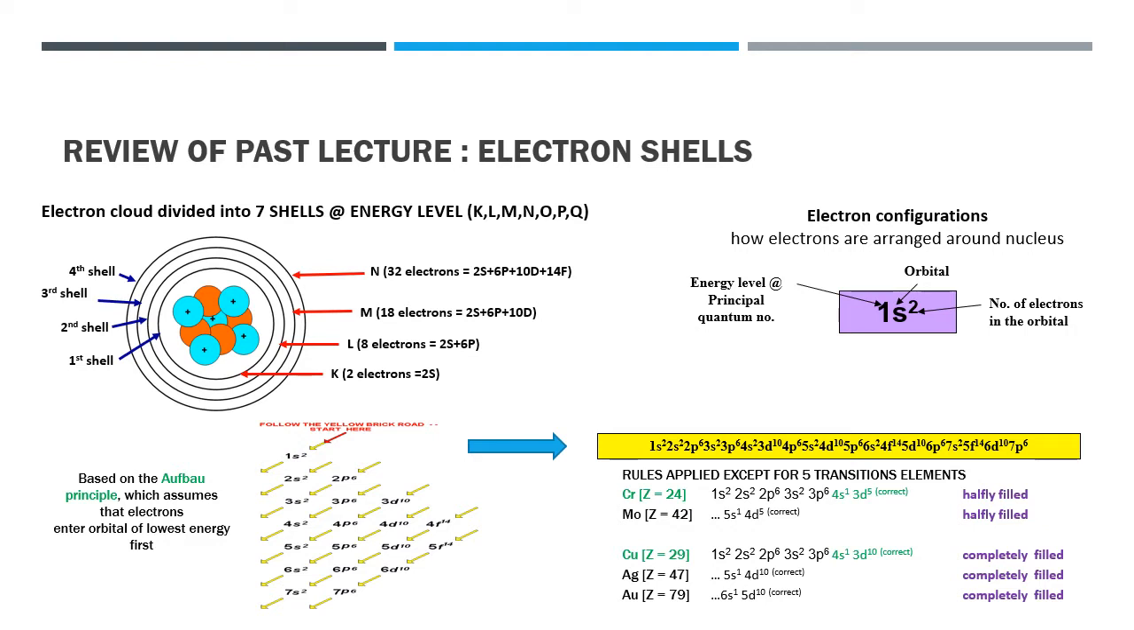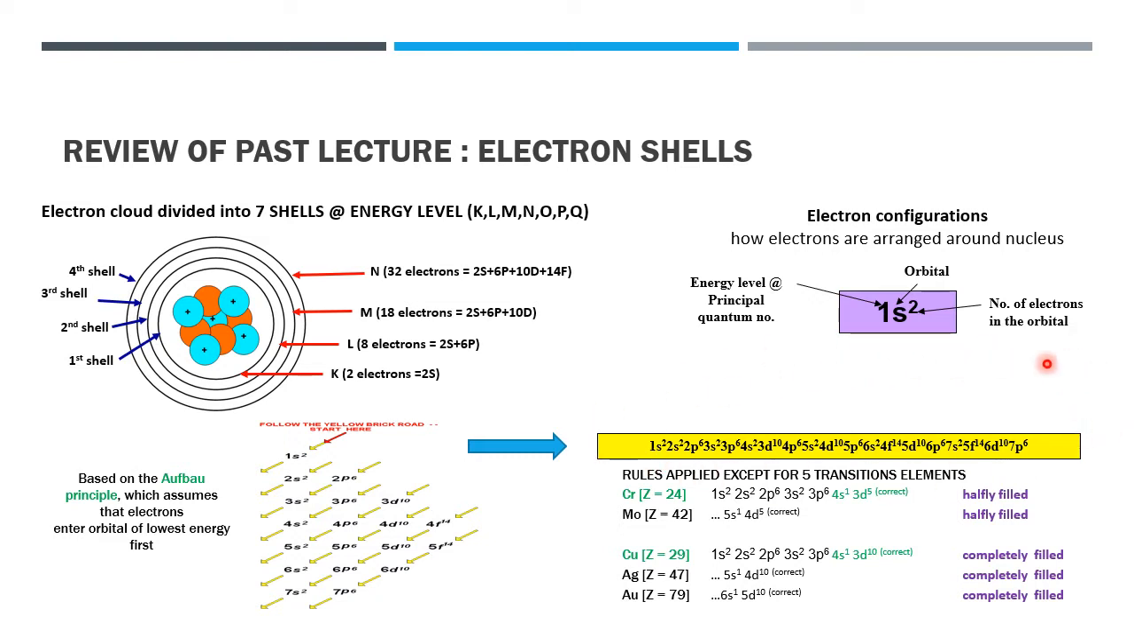Electron configuration is how the electrons are arranged around the nucleus. It is arranged according to the Aufbau principle, which represents energy level, orbital, and number of electrons. So we could follow the yellow brick road over here to start making the arrangement of the Aufbau principle.